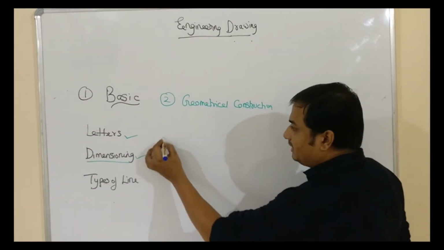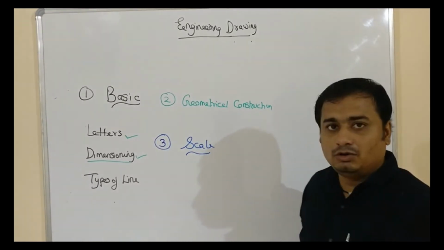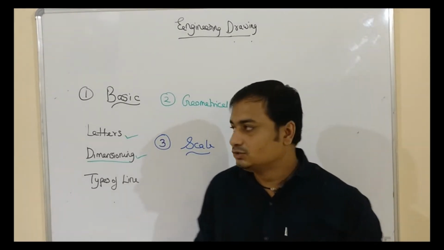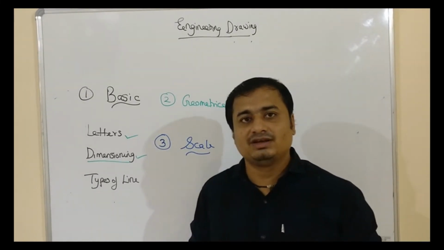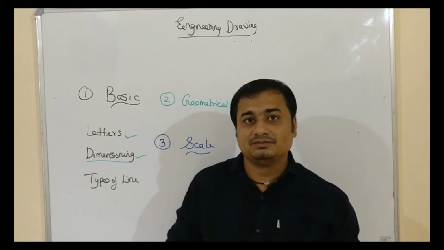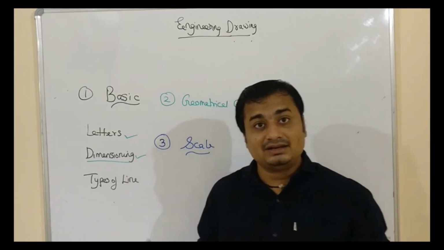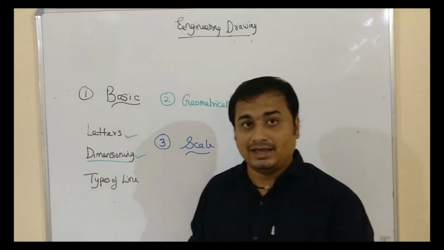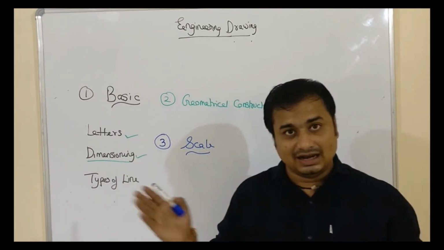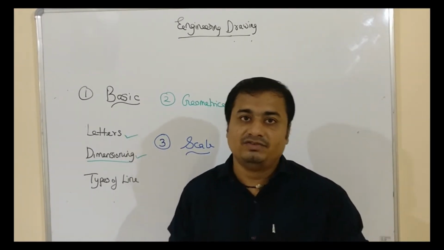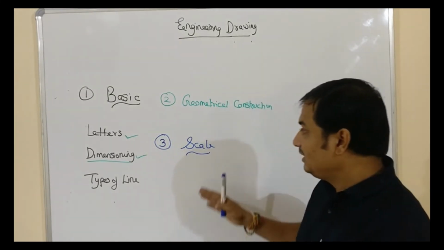Then the third component, that is scale. As we all know, scale is used to measure distance. In this component of graphics, we are going to draw scales graphically, and we will be measuring some distance. Distance can be in kilometers, meters, micrometers, or millimeters. That means we can represent a larger object as a smaller one, and we can also represent a smaller object as a larger one. That is done by means of scale.